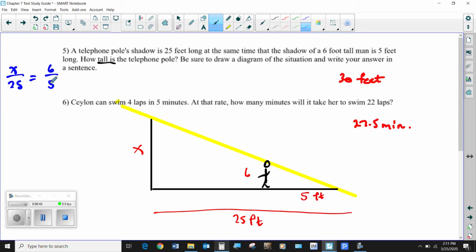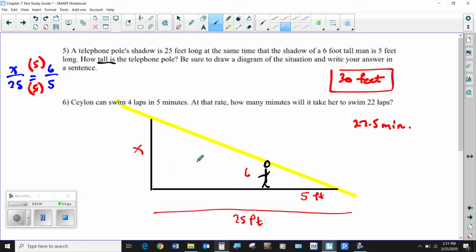So what's your giant 1 here? What do you multiply times 5 to give you 25? I think we're going to multiply that times 5, right? So we're going to multiply 6 times 5. And that's how you're going to get your 30 feet. It is how tall that telephone pole is supposed to be.